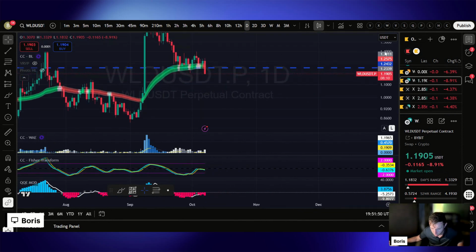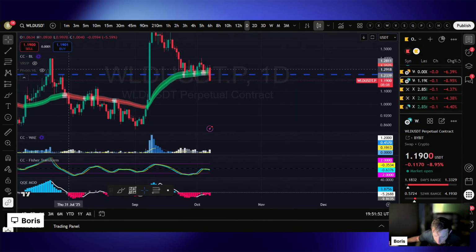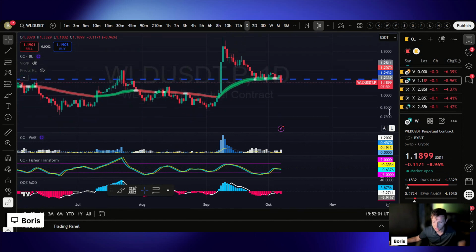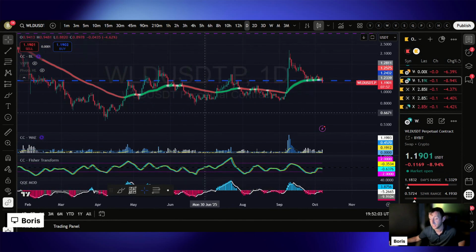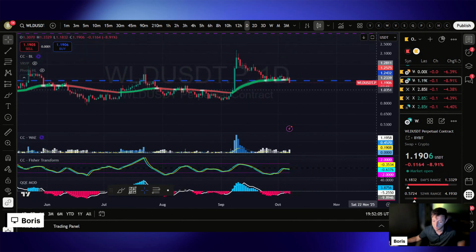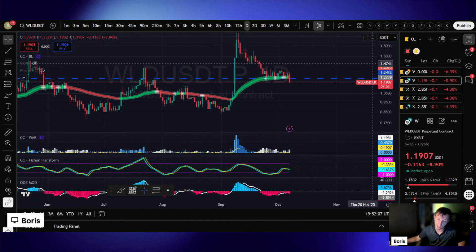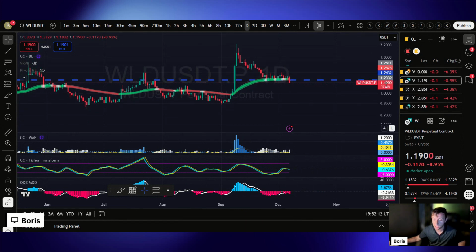There's a potential short on WLD, WorldCoin, and I will explain why I'm looking at this potential short. You guys know I like to use the 55 period exponential moving average as my entry trigger for going long or short. Whenever an asset crosses below the 55 EMA, that's when I like to take my short positions, as long as my other indicators are agreeing with the setup.